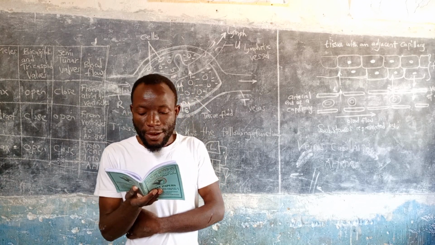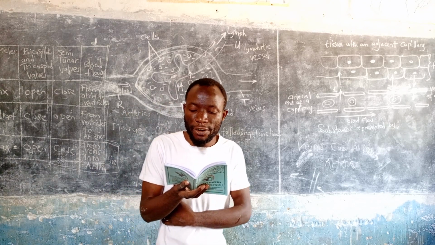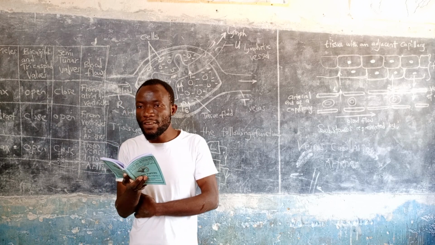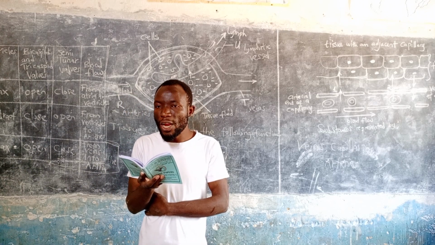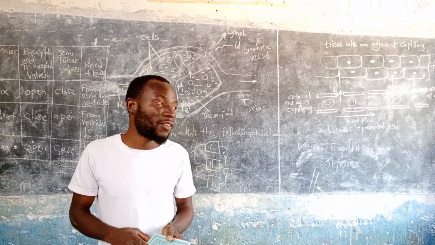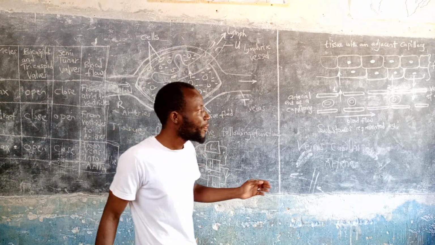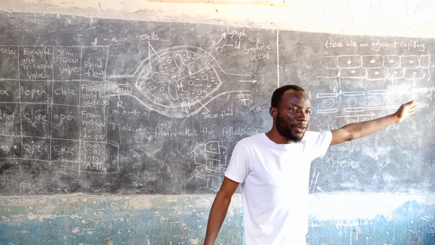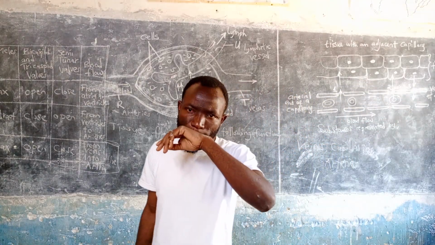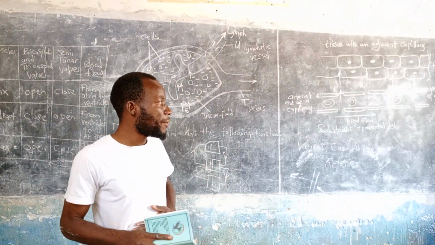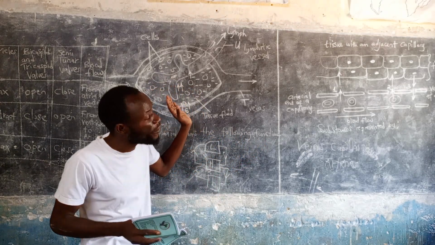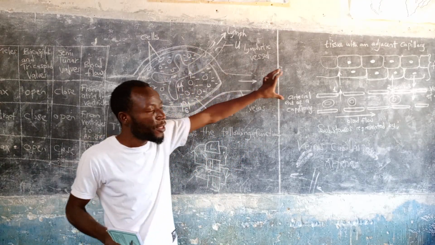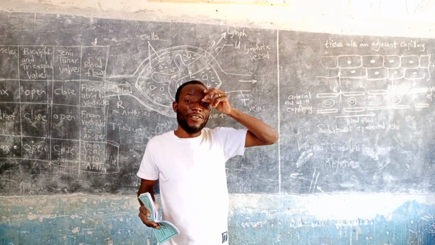The question there says the diagram represents the tissue with an adjacent capillary. What substances are represented by 1, 2, and 3? I'm sure most of these are not lined up, but 1, 2, and 3. It's the same diagram, representing one and the same thing.